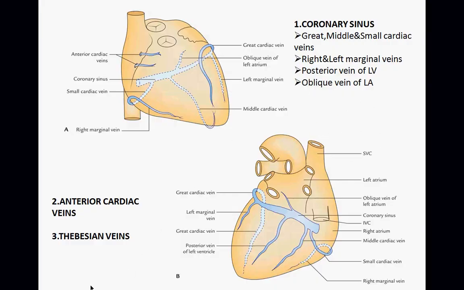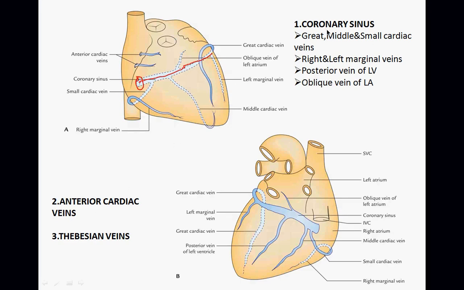So this is the venous drainage. There are three main venous channels that drain the heart. The first very important one is the coronary sinus. You can see the big vessel that runs on the posterior side of the heart and drains into the right atrium. This is the biggest venous channel in the heart, and it has a lot of tributaries adding up to it. The second one is the anterior cardiac veins, and the third one is Thebesian veins, which are very, very small.